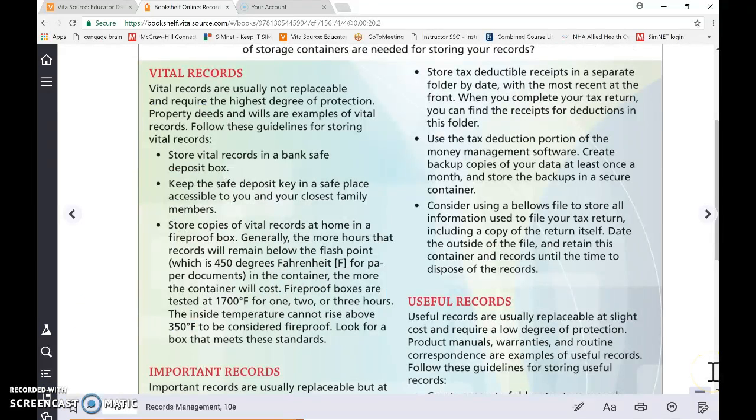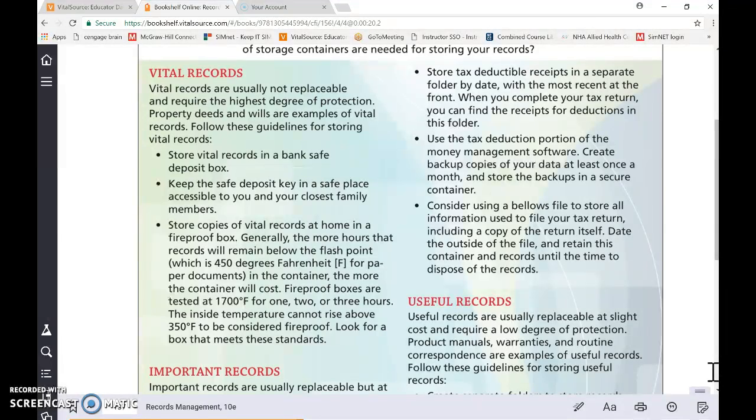Next thing I wanted to go over was this storing of your own personal records. And the vital records are ones that need to be stored in either a safe deposit box at a bank, or you can purchase one of those fireproof boxes at like Walmart or something like that. And this is where you want to keep items that are hard to replace, like birth certificates, property deeds, wills, any of that type of information.